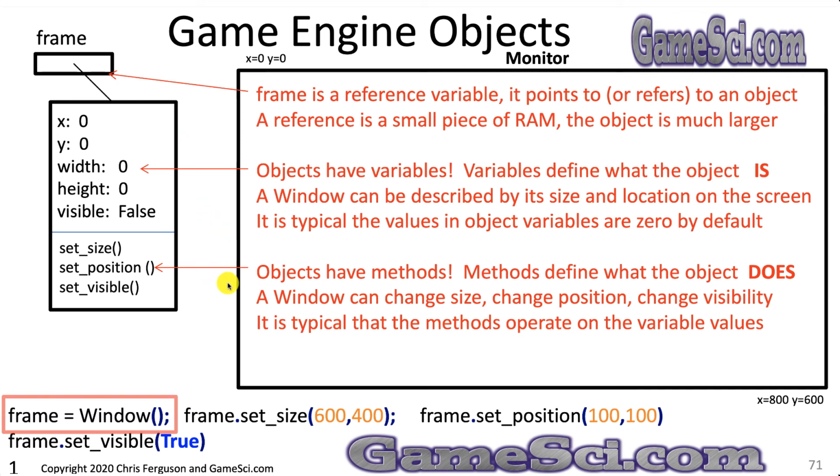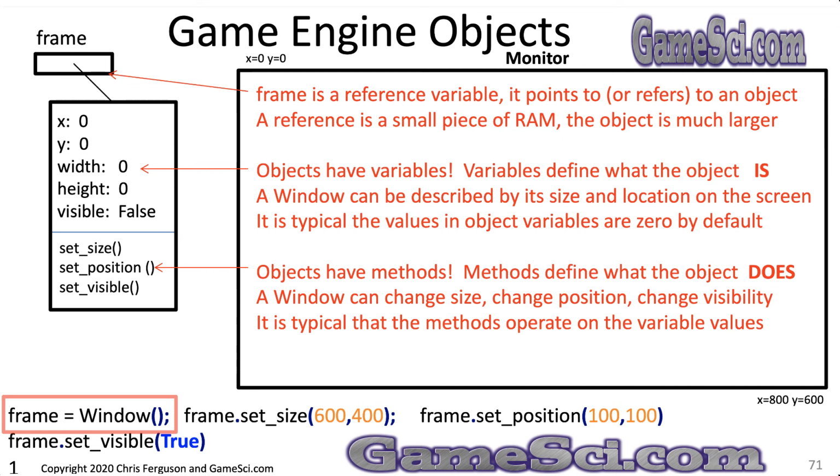Objects have methods. Methods define what the object does. A window can change size, change position, change visibility. That's what these methods do. It is typical that the methods operate on the variable values. What these methods do is they modify or alter the variables up here.